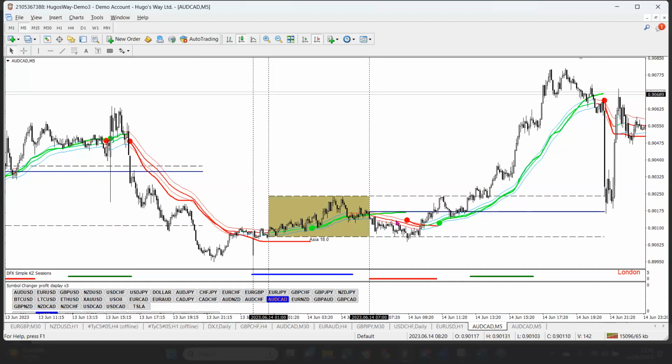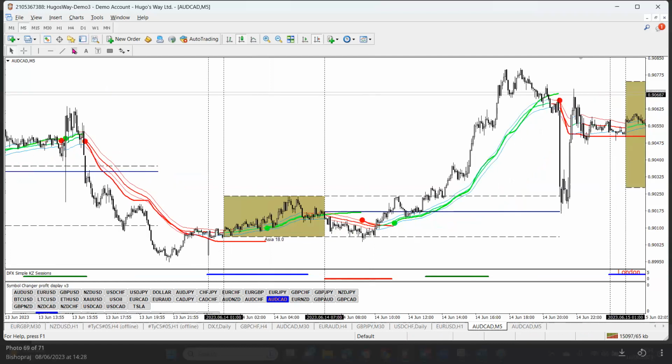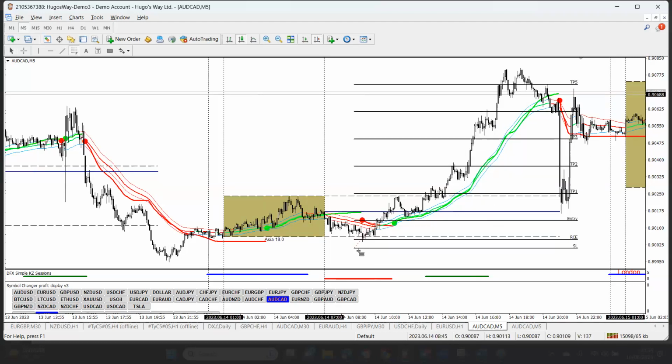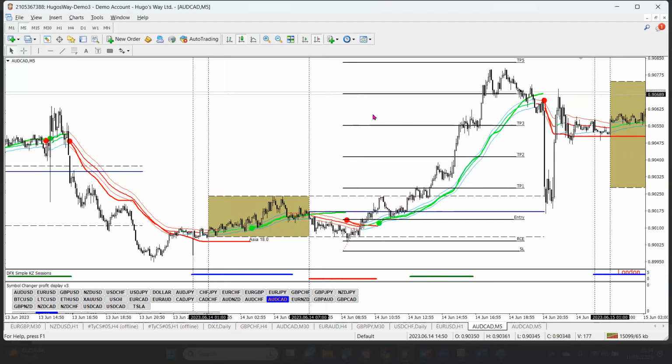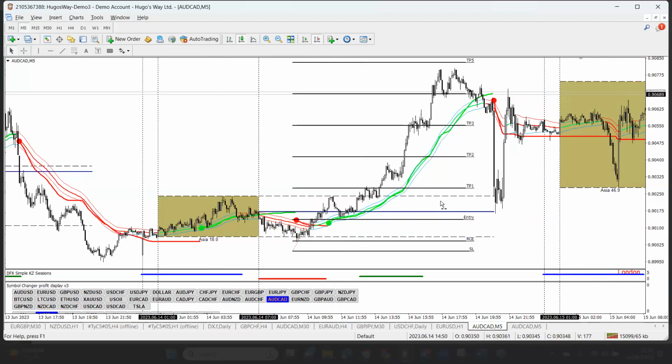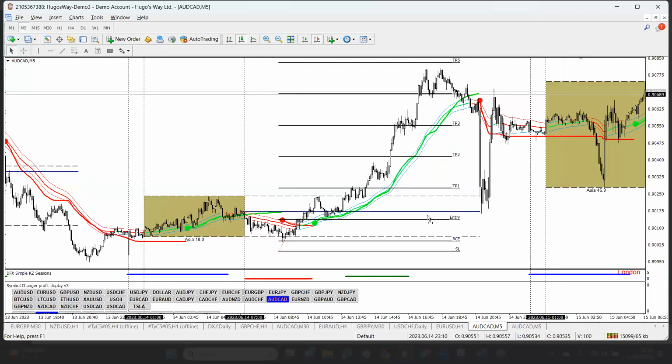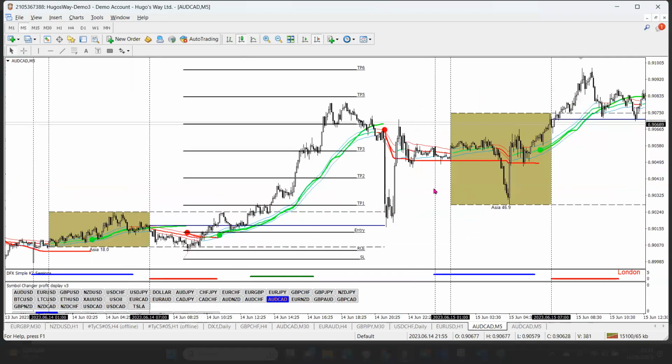Price came below again and gave me another entry, right? So I'm practically just coming to check. And that went all the way to TP4, and then did some massive pullback.